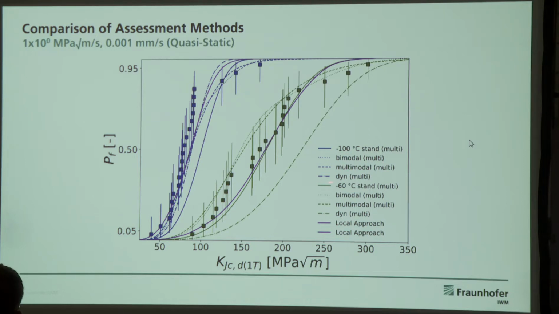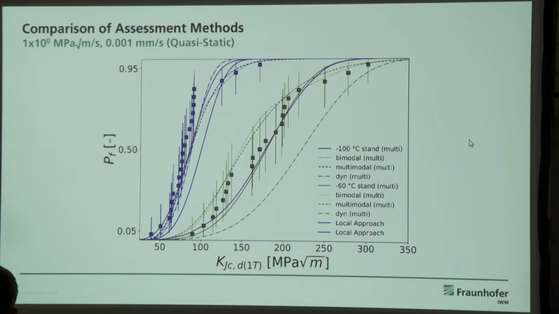Just for your information, I also added the dynamic master curve. It doesn't really make any sense because we're testing at quasi-static testing conditions, but you can also see here that the dashed dotted line really doesn't make any sense. It's even outside of the error bars. Here it matches quite well, but that might just be random in my opinion.